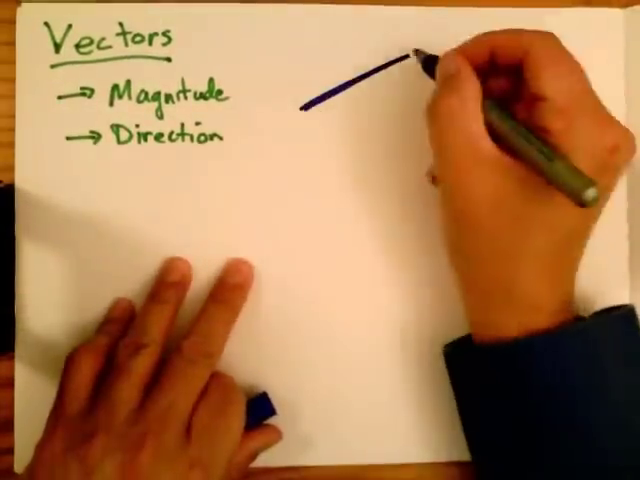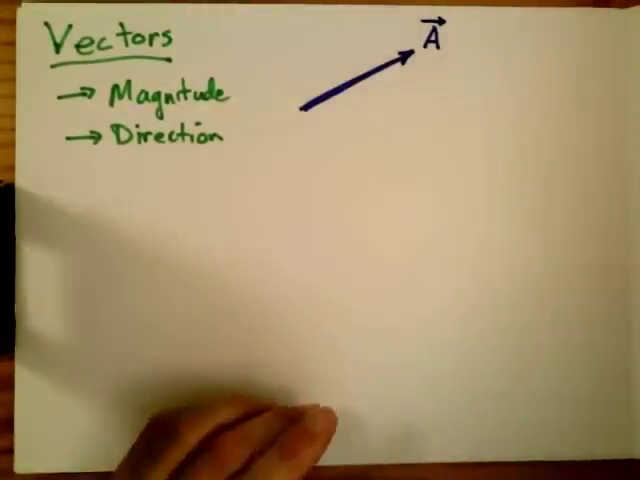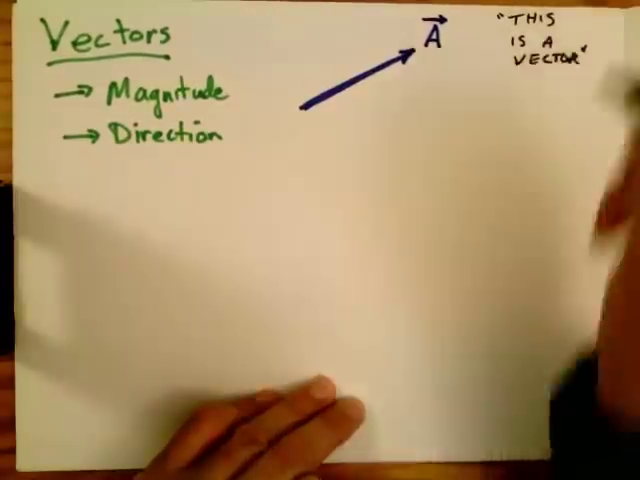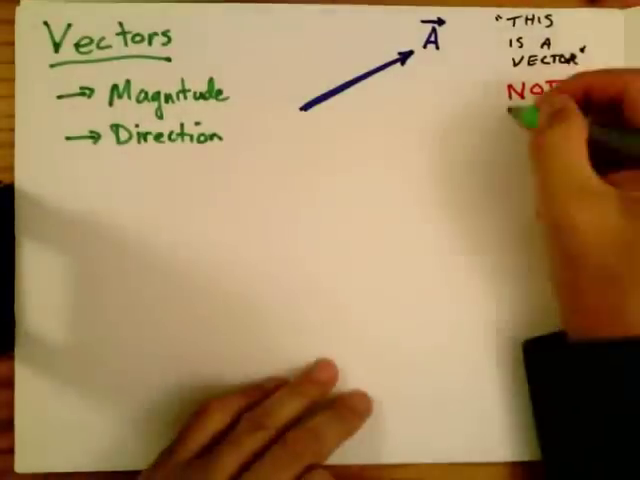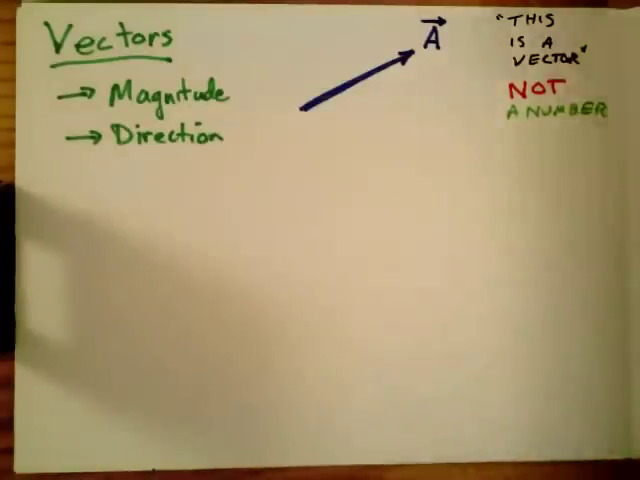So graphically, we represent a vector as an arrow, and we have a symbol for a vector, the letter A with a little arrow hat on top, which is telling us this is a vector. With the arrow hat on top of the symbol, we know that it's a vector and not a number. Vectors and numbers are not the same.